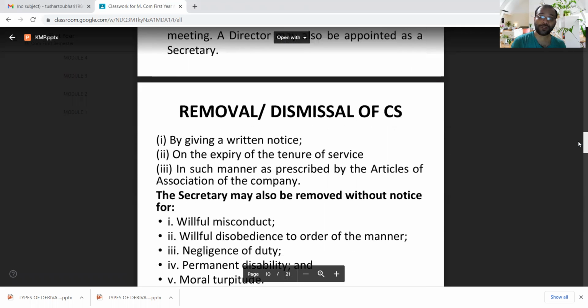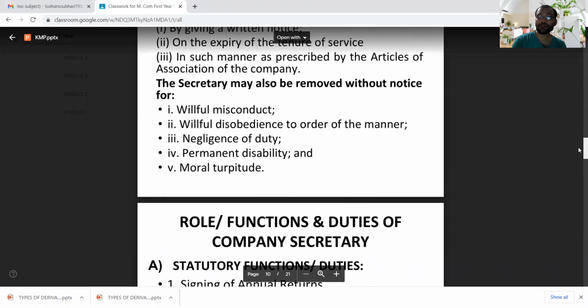Removal or dismissal of company secretary. On what grounds are they removed or dismissed? It is done mainly by giving a written notice, on the expiry of the tenure of service, or in such a manner as prescribed by the Articles of Association of the company. The secretary may be removed without any notice for the following misconduct: willful misconduct, willful disobedience to the orders of the master, negligence of duty, permanent disability, and moral turpitude.